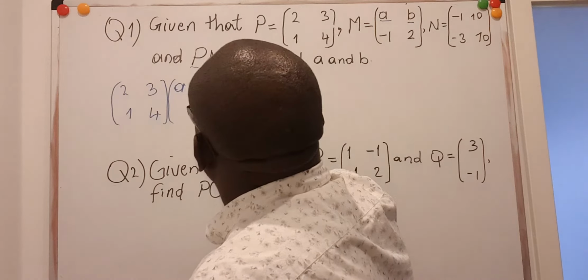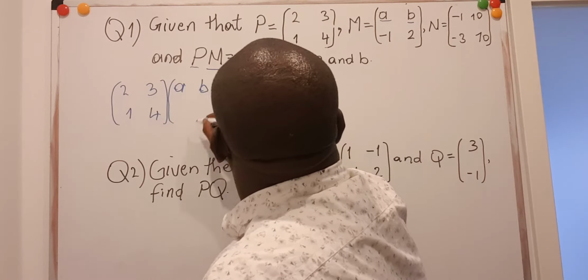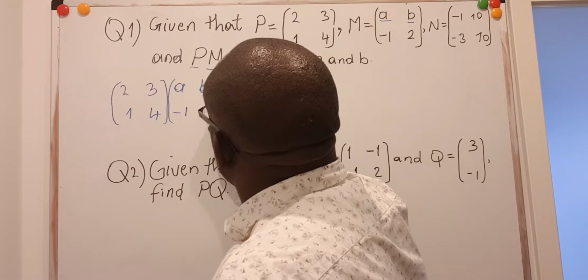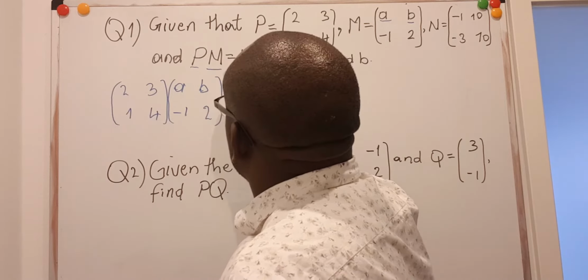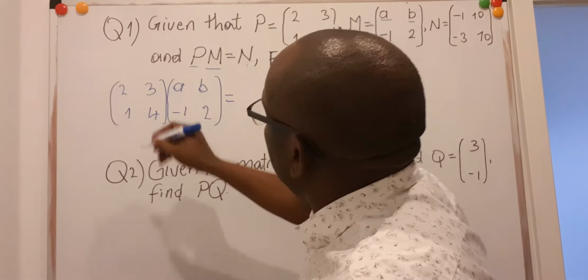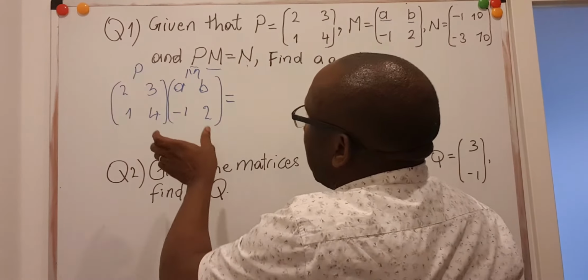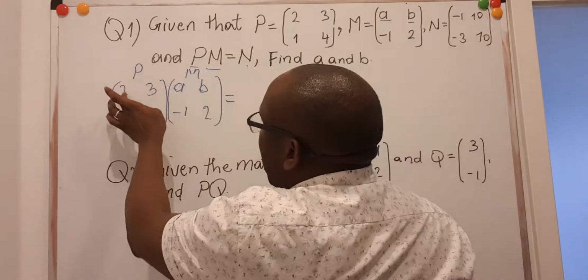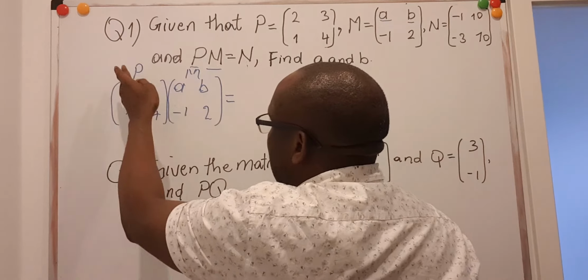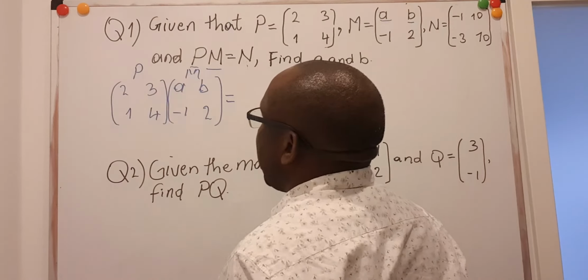A, B, minus 1, 2. Let's first do this multiplication. So this is my P here, this is my M there. For this multiplication to hold, the number of columns here must match the number of rows. I have 2 columns and I have 2 rows, so that is possible.